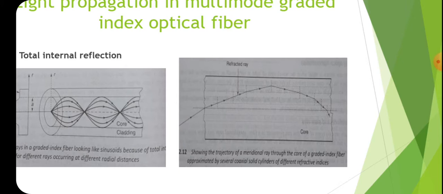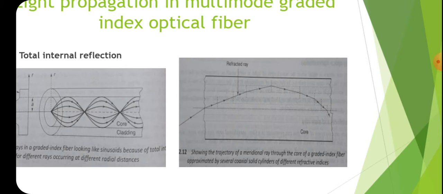So the central cylinder has the highest refractive index, and the cylinder next to the central cylinder has a refractive index slightly less than that of the central cylinder, okay. So whenever the meridional ray travels from the central region towards the core cladding interface, it undergoes multiple refractions at successive interfaces, from high to low refractive indices of the imaginary cylinder layers.